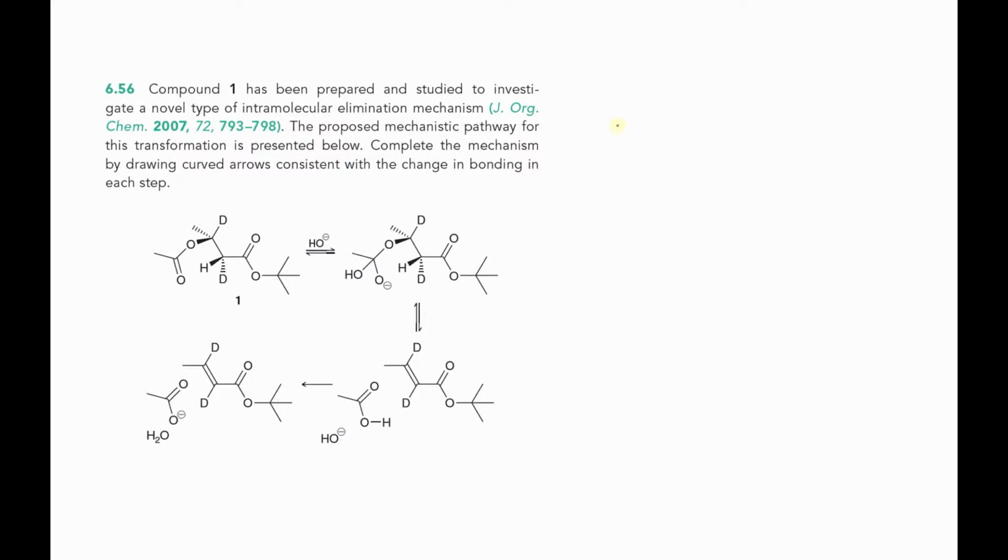Compound 1 has been prepared and studied to investigate a novel type of intramolecular elimination mechanism. The proposed mechanistic pathway for this transformation is presented below. Complete the mechanism by drawing curved arrows consistent with the change in bonding in each step. So we just have to draw the arrows, but I'll also annotate with the identification of each mechanism.